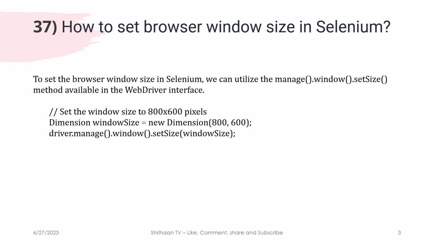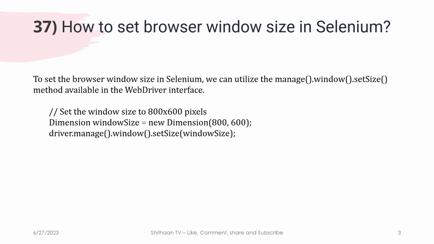So the next question is how to set the browser window size in Selenium. To set the browser window size in Selenium, we need to use the manage().window().setSize method available in the WebDriver interface, which is very simple. We are setting the window size here to 800 by 600 pixels. 800 is the width and 600 is the height. So this method allows us to specify the width and height of the browser window.